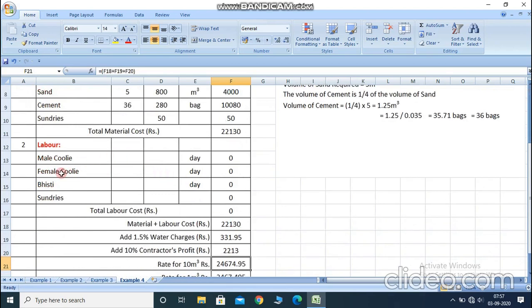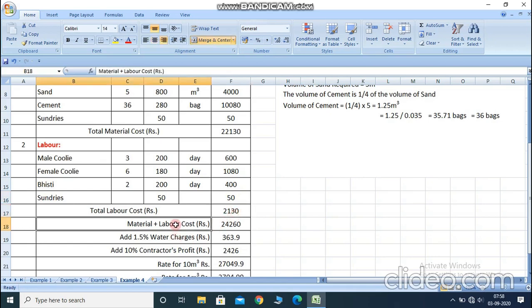Then after, we start the labor cost. So here for a 10 meter cube BBCC, 3 male coolies are required, 6 female coolies are required, and 2 Bhisti are required. So one by one we include the rate: 200 rupees per day for male coolie, 180 rupees per day for female coolie, and Bhisti 200 rupees per day, and we include an extra cost of 50 rupees. So the total labor cost is 200 multiplied by 3 is 600, 180 multiplied by 6 is 1,080 rupees, and 200 multiplied by 2 is 400, and extra cost is 50. So the total labor cost is 600 plus 1,080 plus 400 plus 50, which is 2,130 rupees. This is the labor cost.